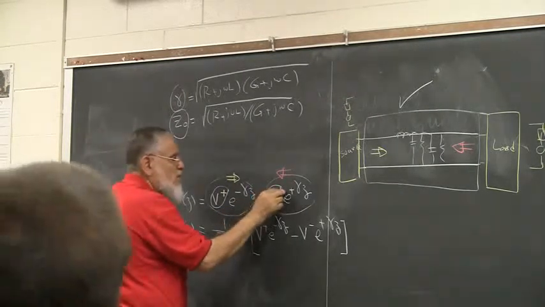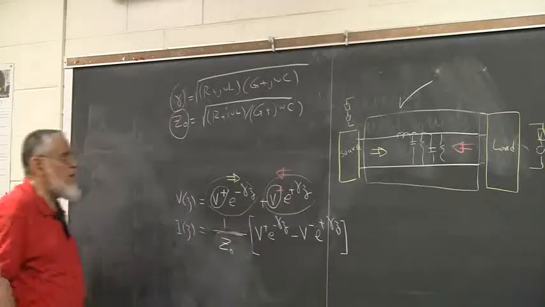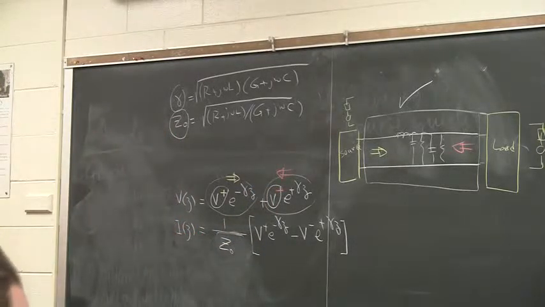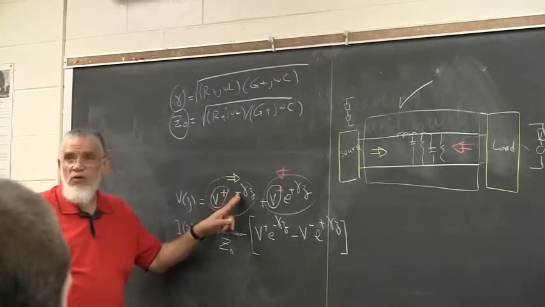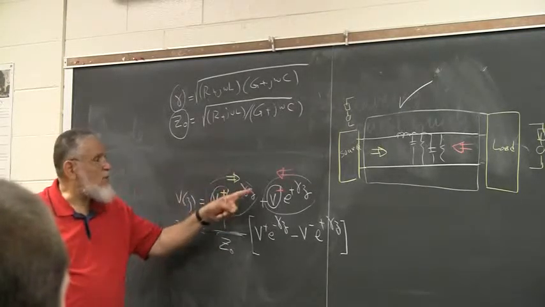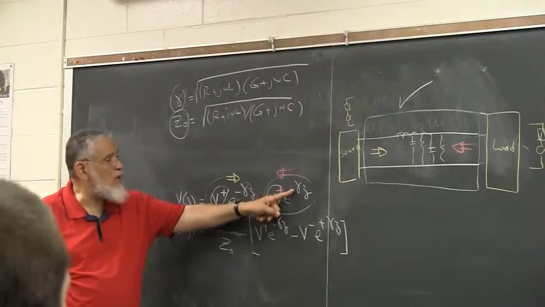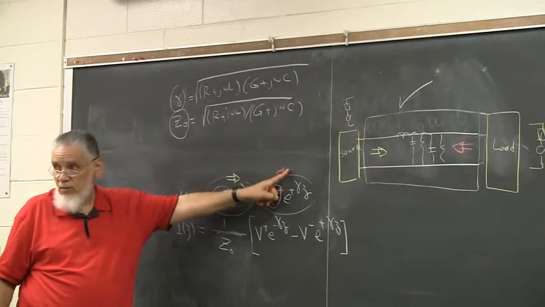So the plus and minus labels are indicating the direction of propagation, and we'll see that the minus sign in the exponent indicates a positive Z propagation, and the plus sign in the exponent indicates a negative Z propagation. Right?